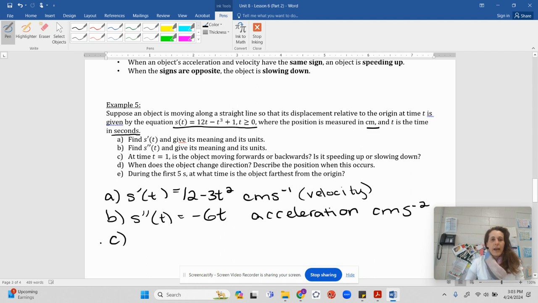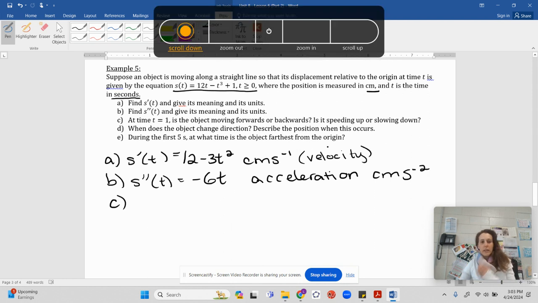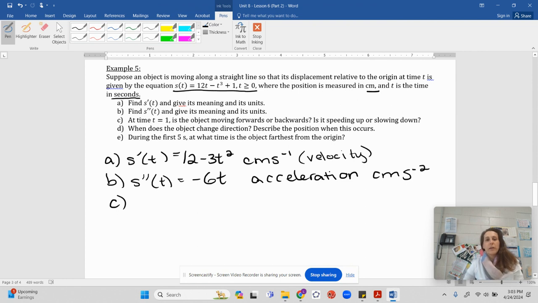C: at time 1, at 1 second, is the object moving forward or backward, and is it speeding up or slowing down? To tell if it's moving forward or backward, we need to evaluate the velocity at that time. If the velocity is positive, we say it's moving forward. If the velocity is negative, we'll say it's moving backwards. Velocity at 1 is the same as the first derivative of S at 1. If you substitute 1 in there, we get 12 minus 3, which is 9 centimeters per second.